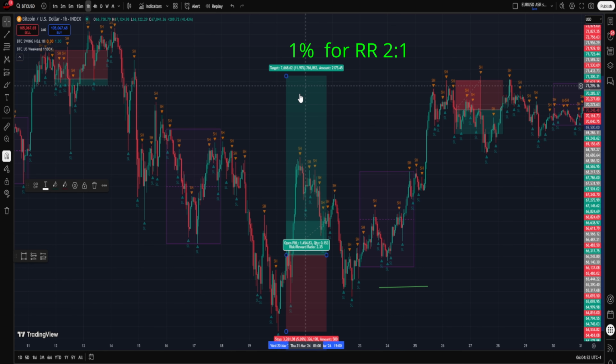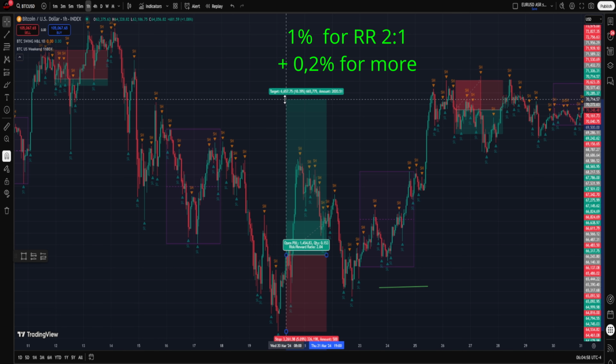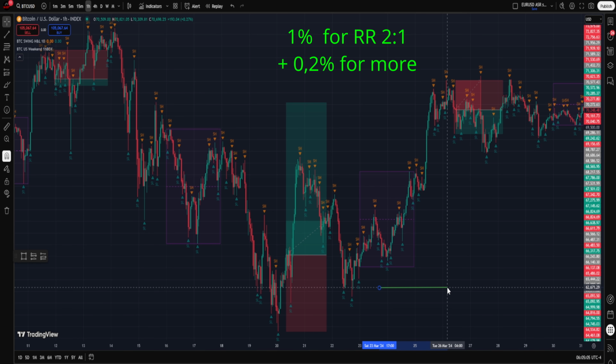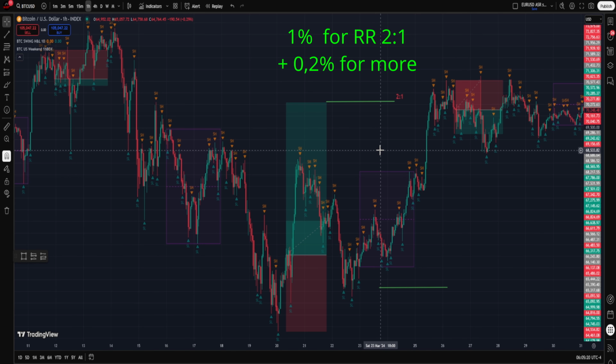When I tested it, assuming a risk of 1.2% of the account, which is how I actually trade it, with 1% risk per trade at a 2-to-1 RR and 0.2% managed further by trailing stops behind swings, I achieved a 36% return. This is an excellent result, especially considering the maximum weekly loss was just 1%, and the total drawdown stayed around 5%.